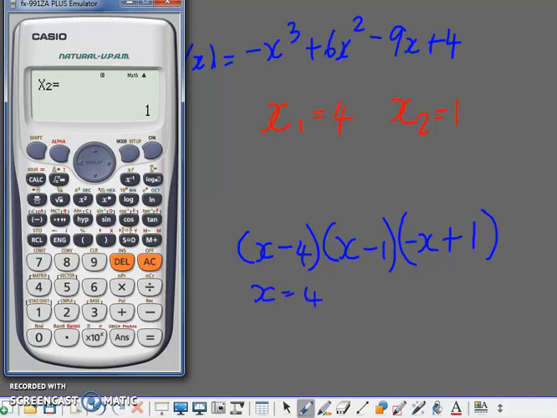X is equal to 4, x is equal to 1, or x is equal to 1. So I'll have a stationary point at 1. So at 1, I will have a stationary point, and at 4, I will have my other intercept. My D value is my y-intercept, and I have 4.